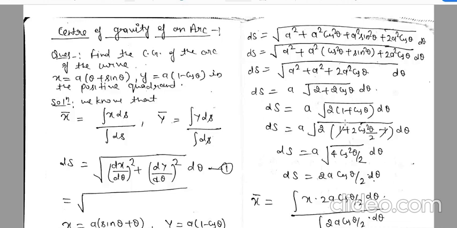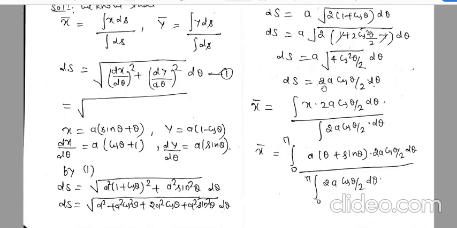So a is outside, and 2 times (1 plus cos theta). Here you can apply the cos 2 theta formula: cos 2 theta is 2 cos square theta minus 1, so theta will be theta by 2 here. So a square root of 2 times (1 plus 2 cos square theta by 2 minus 1). Minus 1 and plus 1 cancel out, and you have ds is equal to 2a cos theta by 2 d theta. Now we have ds.